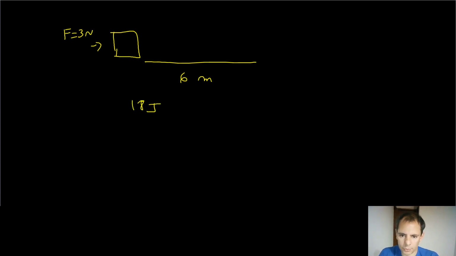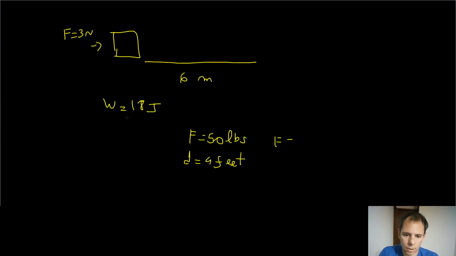Now in the United States, for example, determine the work of lifting a 50-pound object 4 feet. So the force is 50 pounds, I'm going to call it lbs. And then the distance is 4 feet. So multiplying these two gives you the work. This is the work.